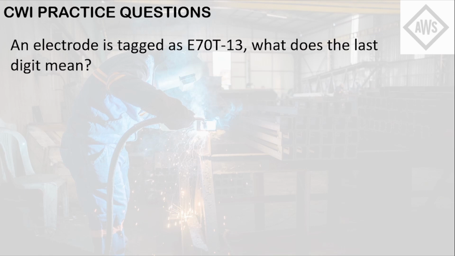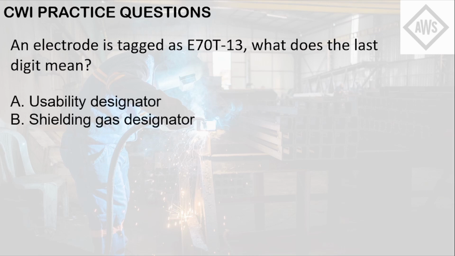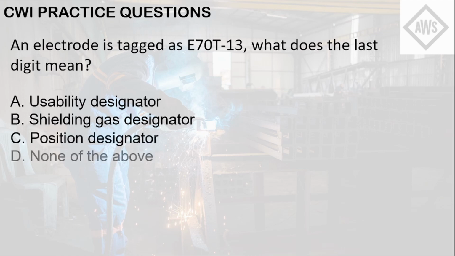An electrode is tagged as E70T-13. What does the last digit mean? Letter A, usability designator. Letter B, shielding gas designator. Letter C, position designator. Letter D, none of the above. The usability designator is the second to the last digit here, that's number 1. The position designator is the number 0 after the first digit, number 7. So the answer here will be shielding gas designator.